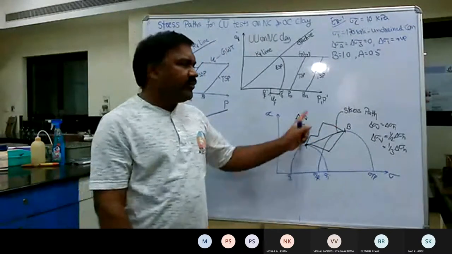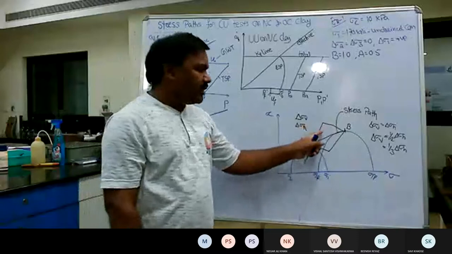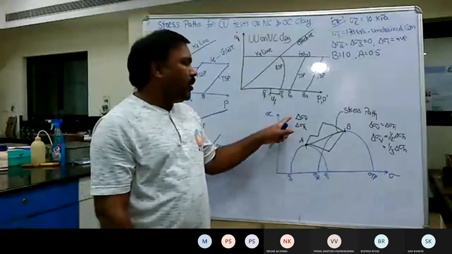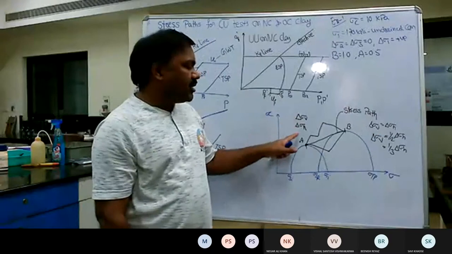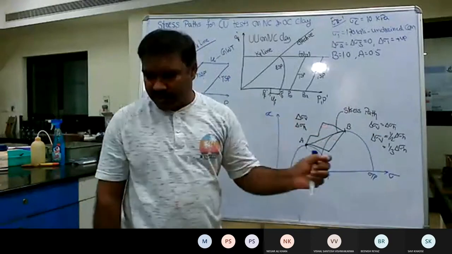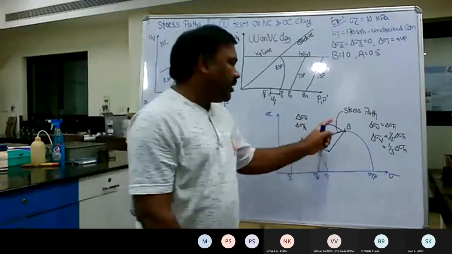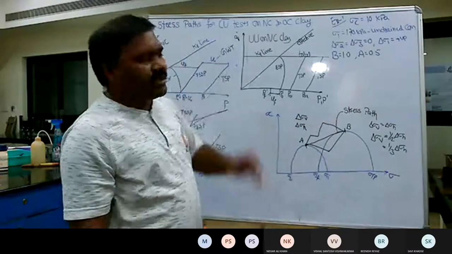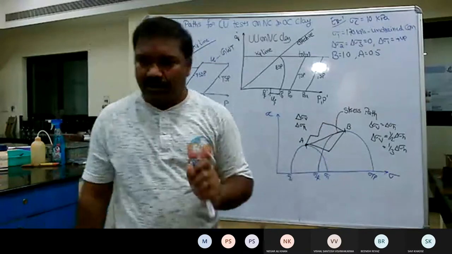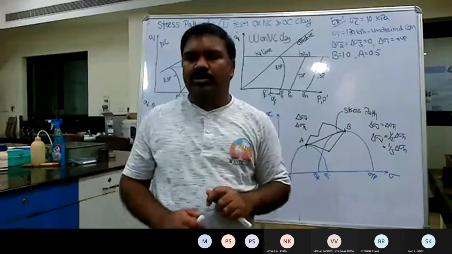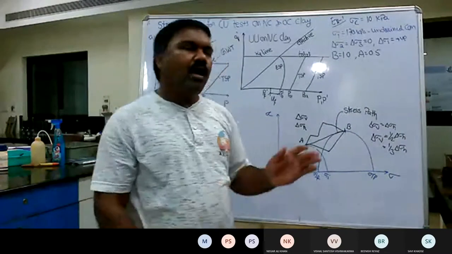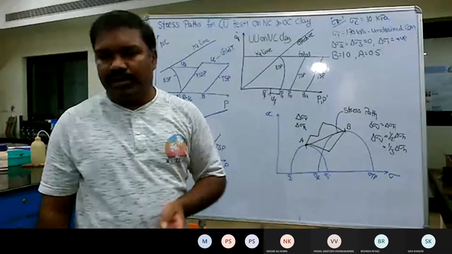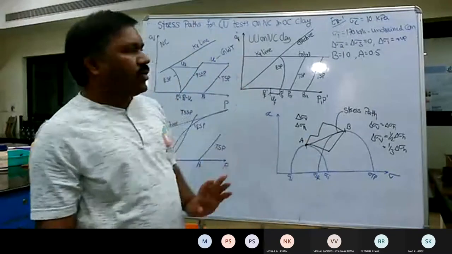So a bit of it we understood yesterday, but this is the very fundamental. So why do you always see increments in delta sigma v or delta sigma h? This is the reason. Now for better understanding, I have taken another case. In the case of a clay soil sample subjected to the unconsolidated undrained test or consolidated undrained test, or normally or over consolidated clay, how does the stress path look?